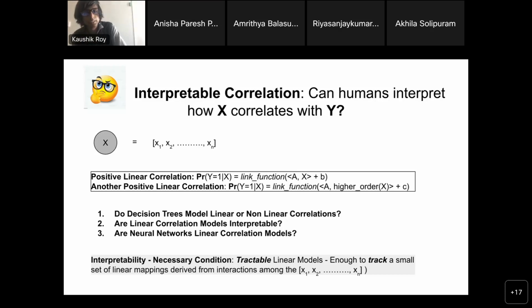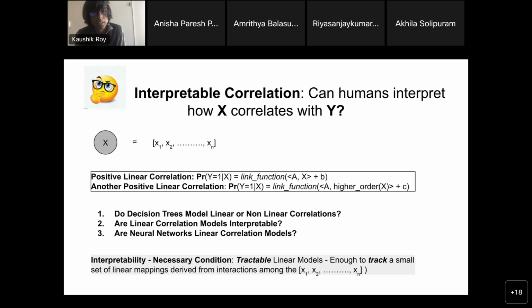So now let's think about the types of functions you have been exposed to so far, types of machine learning models. So in the first part of this box, you see an example of a positive linear correlation. Logistic regression, for example, is a model that falls into this category. You have a set of features, you have a linear combination of those features, you add a bias, and the link function is the log odds, right, to convert it into a probability.